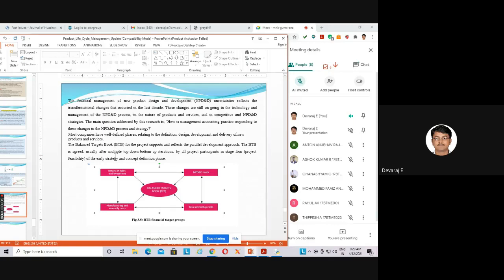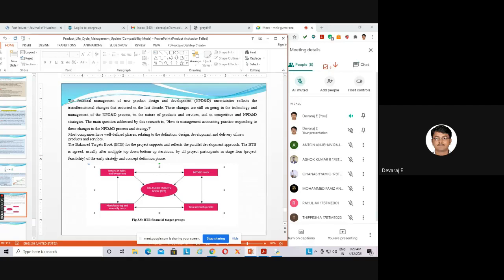Then manufacturing and assembly cost, this is for manufacturing the products. And return on sales and investment. This is about what we're investing in, how much sales are happening that month, and how much revenue we are getting back. Everything will be saved in this balanced target book. This is very important.